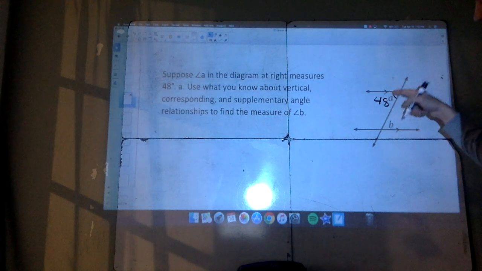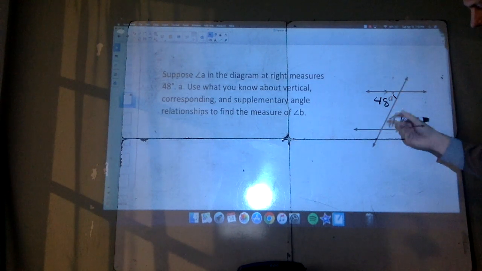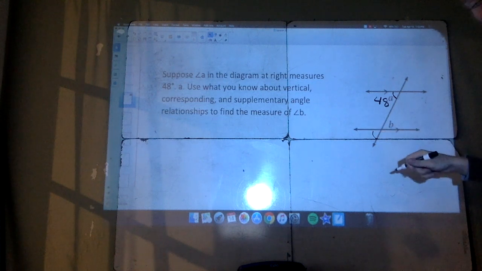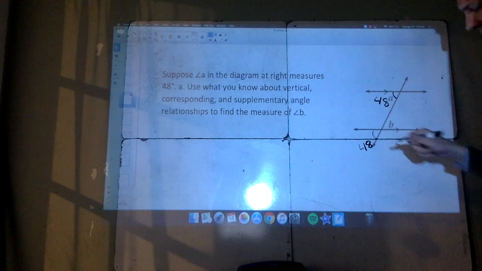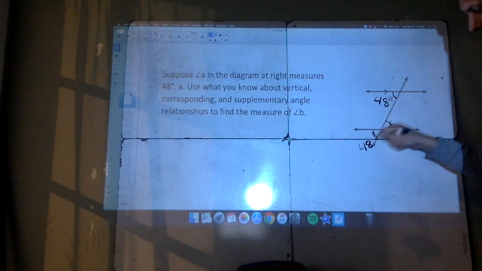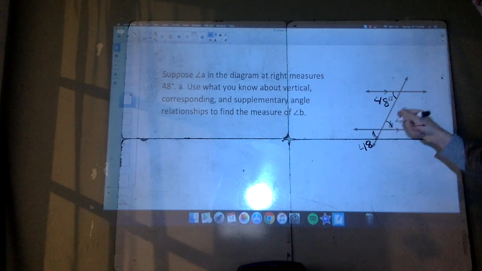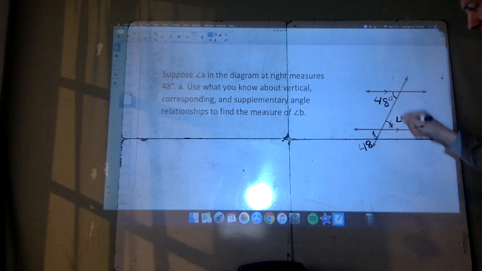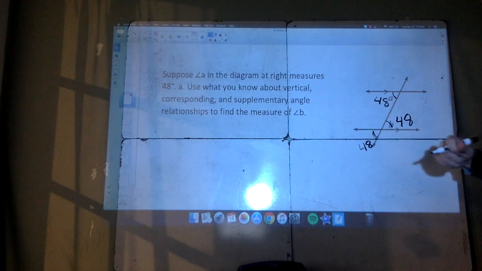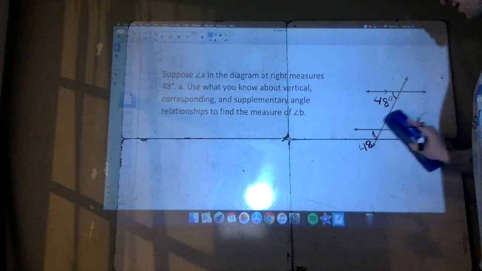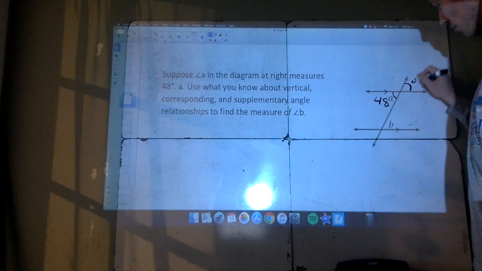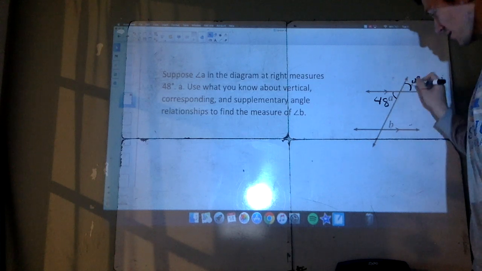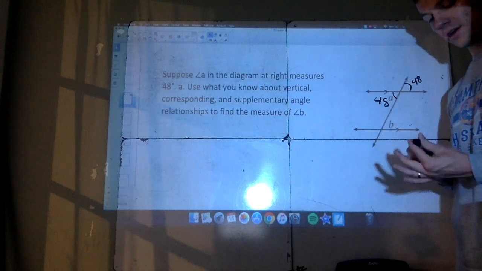And the way I would do it is I would say, okay, angle A slides down to this angle, so this has to be 48 degrees. And then since these are across from each other, these are opposite, these are vertical angles, B also has to be 48. A different way you might have been thinking about it, which is also acceptable, is you could say this angle is 48 since they're vertical, and then you can slide that angle down. Both are okay ways to explain that.